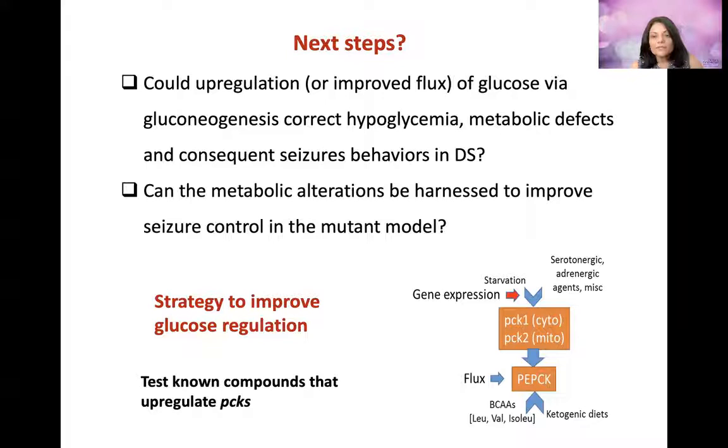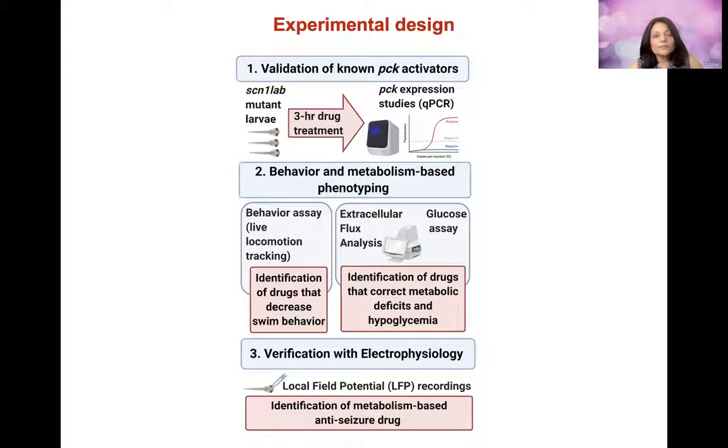And many agents such as serotonergic agents, adrenergic agents, starvation, branched chain amino acids, as well as ketogenic diet substrates are capable of improving these gluconeogenic pathways. So our experimental design was simple. We had 3 steps. The first was validation of known PCK activators. We treated the zebrafish mutant larvae for 3 hours with different concentrations of the agents that are known to increase expression of these genes.